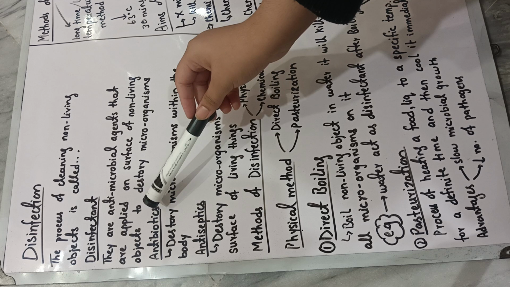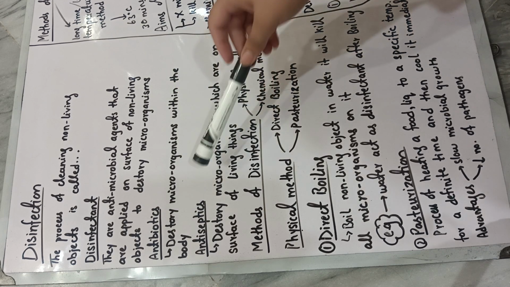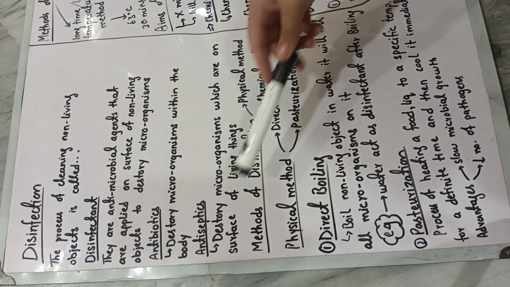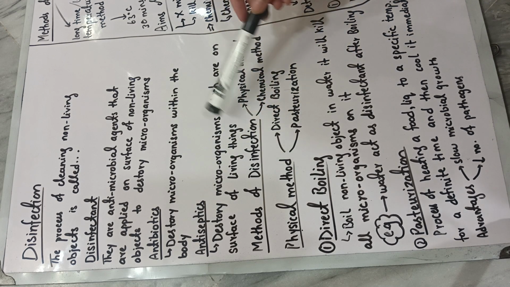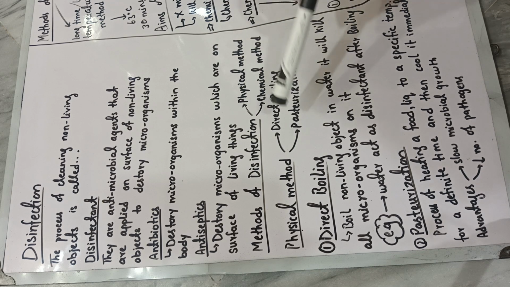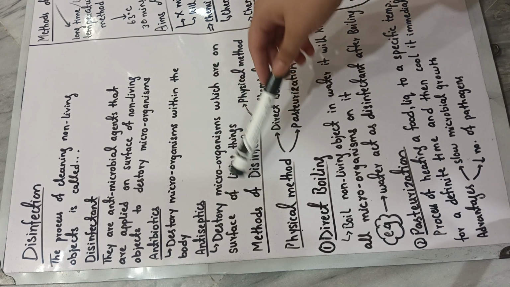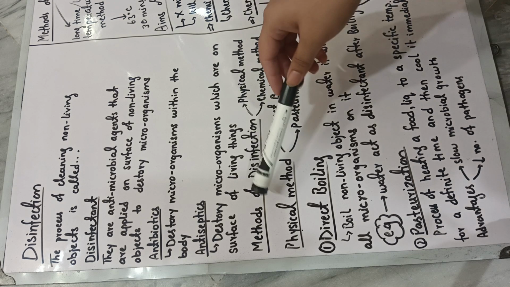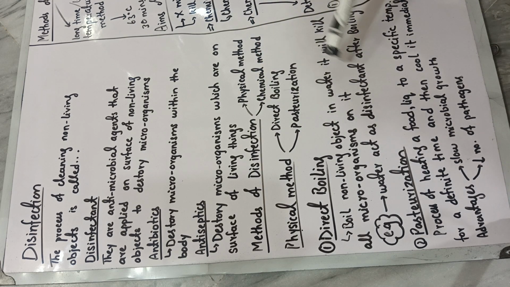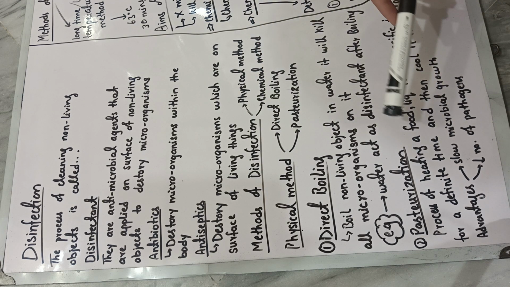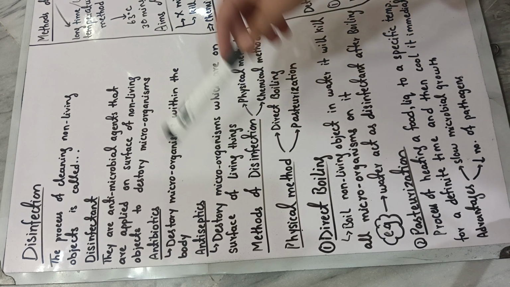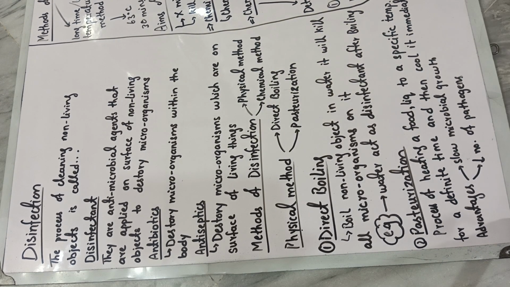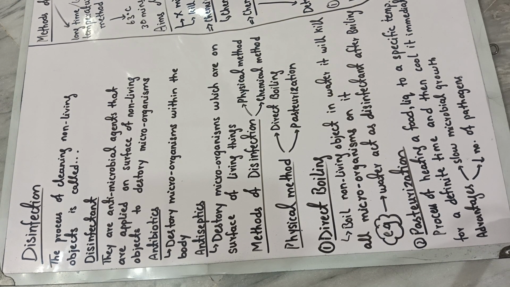So here I have written about antibiotics and antiseptics. It is just additional information for all of you. Antibiotics are going to destroy the microorganisms which are present within your body, not outside on the surface of skin. But antiseptics are used to destroy the microorganisms which are on the surface of living things like your skin. So all the bacteria, fungi, and microbes present on your skin are killed by antiseptics. And the microbes which are inside your body are killed by antibiotics, which are antibacterial agents.